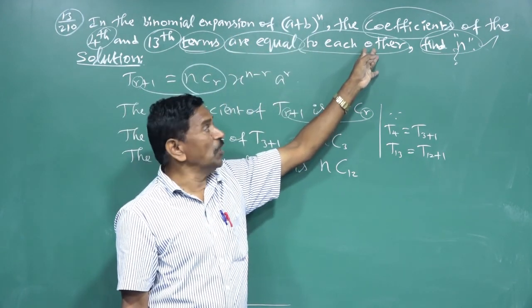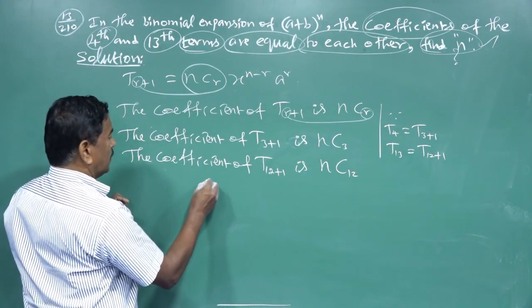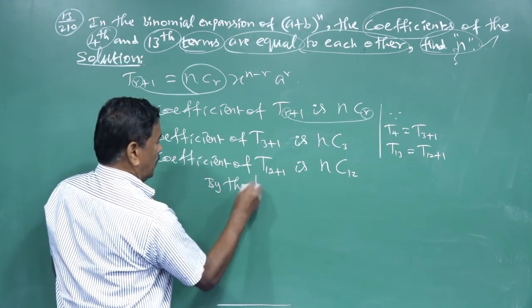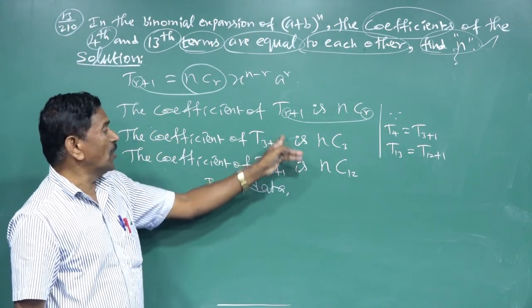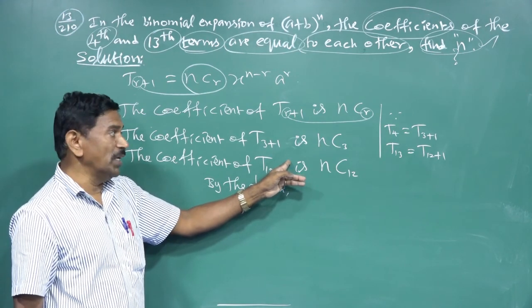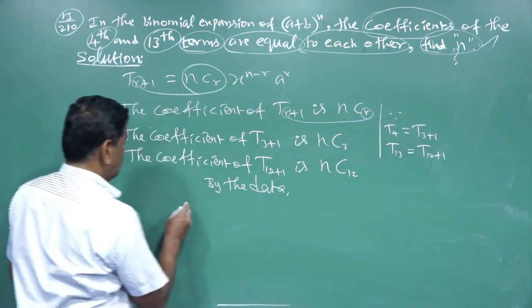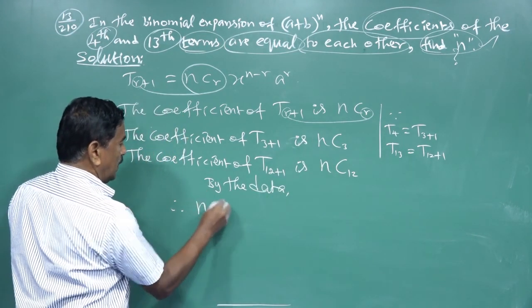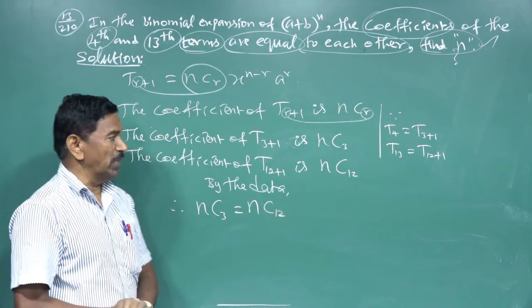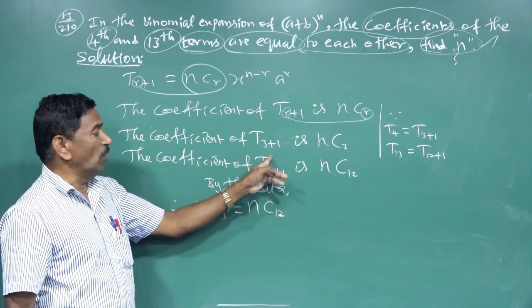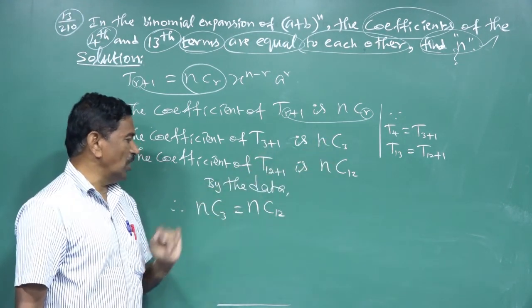Now as per the question, the coefficients of the fourth and the 13th terms are equal to each other. So by the data, the coefficient of T4 and the coefficient of T13 are equal. Therefore nC3 is equal to nC12.